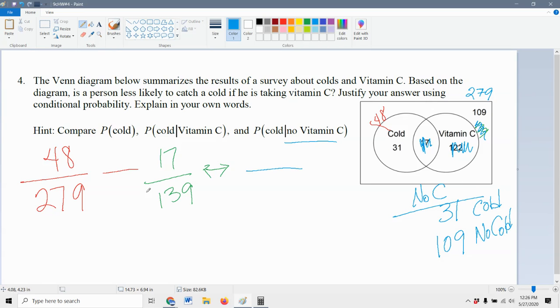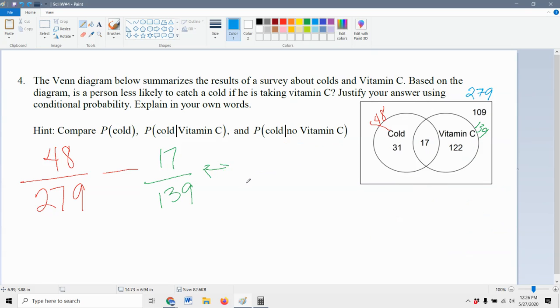So what's our total number here? Well, we're adding it up, right? Just like we did before. 140 is the total number in our no vitamin C category that we had to make. Okay, so 140 in that category. How many people had a cold? Well, 31 had a cold. So now let's compare all of these. Well, how do we do that?